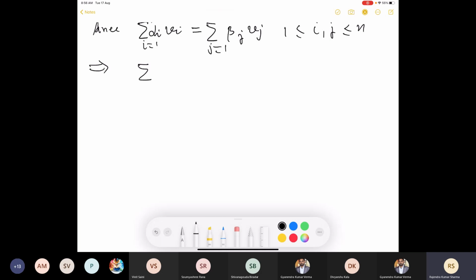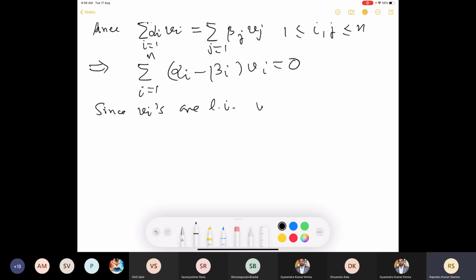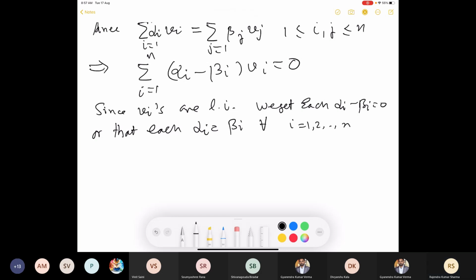So that means that we have a linear combination here, the sum of (alpha_i minus beta_i) v_i, i equal to 1 to n, of the vectors v_i's. Since the v_i's are linearly independent, we get each alpha_i minus beta_i is equal to 0, or that each alpha_i is equal to each beta_i. So that makes the linear combination unique. So if they are linearly independent, then this representation of the vectors in the linear span is unique.